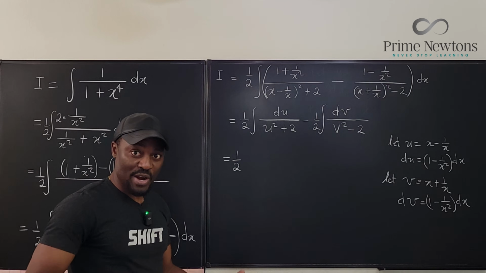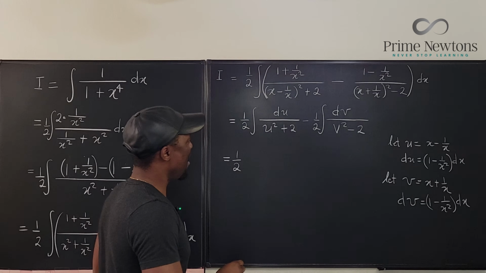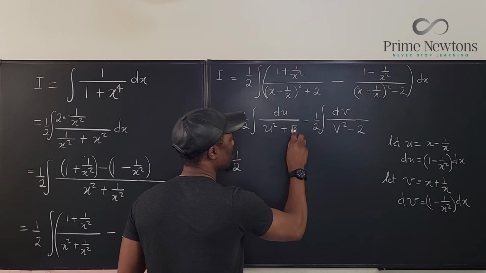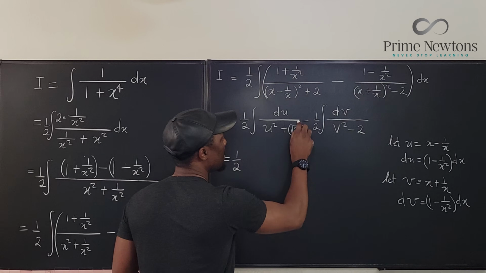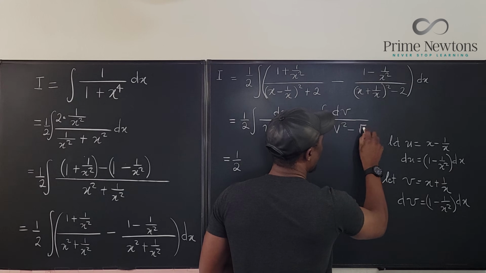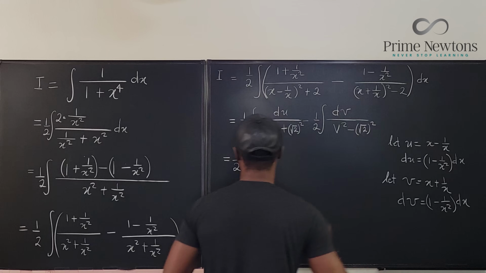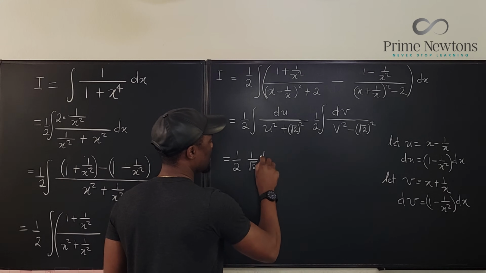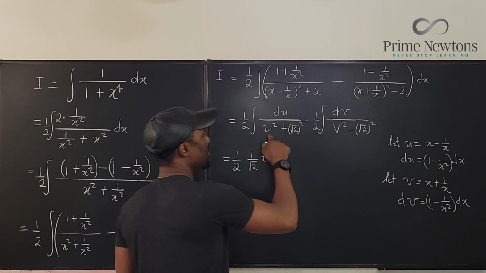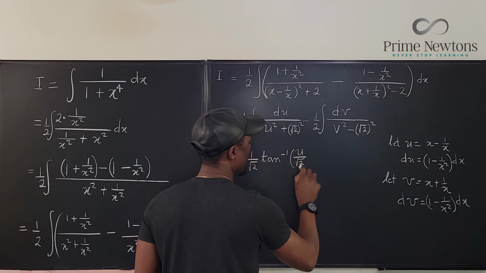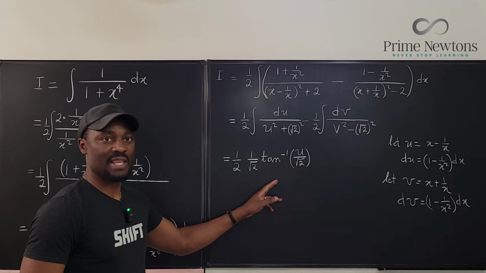Remember the integration formula? Let's write this as square root of 2 squared. And this is minus square root of 2 squared. So your answer is 1/2, 1 over square root of 2 inverse tangent of u over square root of 2. Okay? That's it. That's how you write the answer to this.